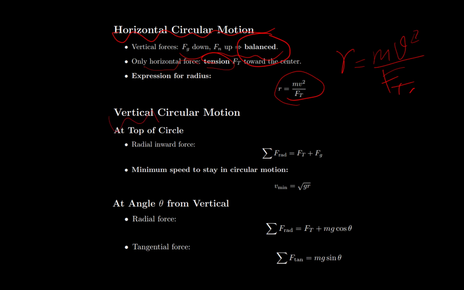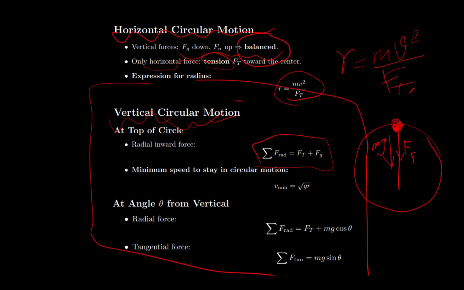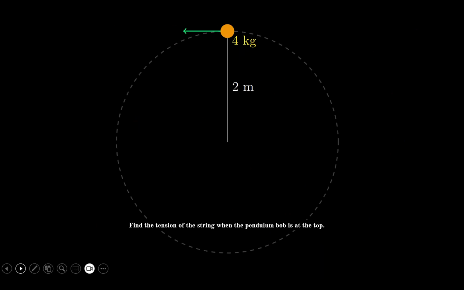Now, vertical circular motion. We have something like this. On top of the circle, there's the tension force and the gravitational force. I do not need to go into this now because we're going to use it later. The other angle is using trigonometry, and it's legit the same thing. Okay, let's move on.